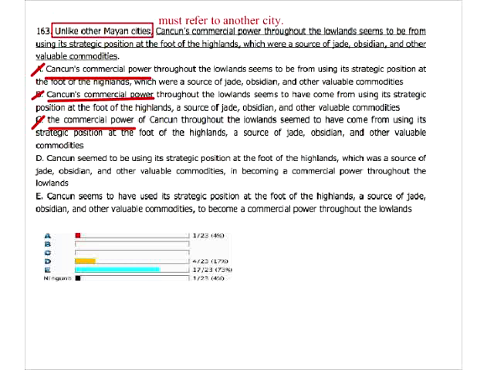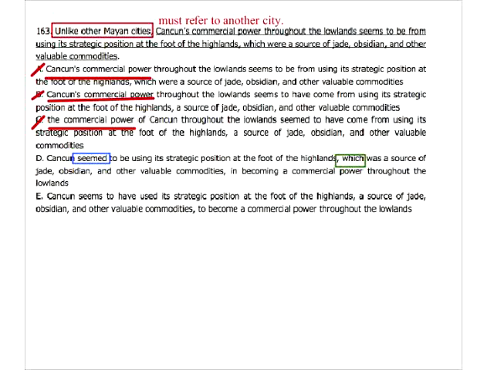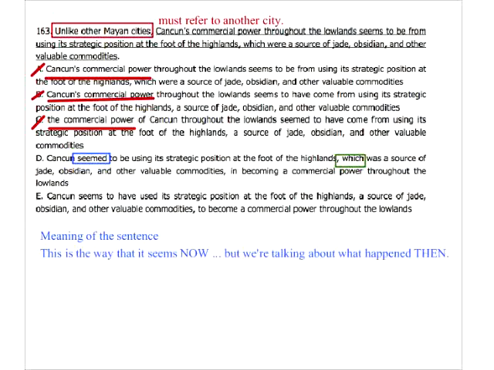Okay, as far as D versus E, I'll give you the quick version of this, and then we'll move on to one more problem. In fact, we only have one more problem after this, so we can finish a little bit early today. Here's D versus E. The first one is "seemed." Seemed is not realistic. Given the meaning of the sentence, this is the way that it seems now, but we're talking about what happened then.